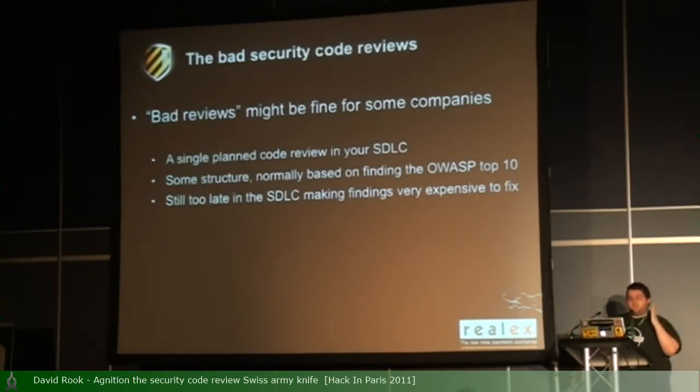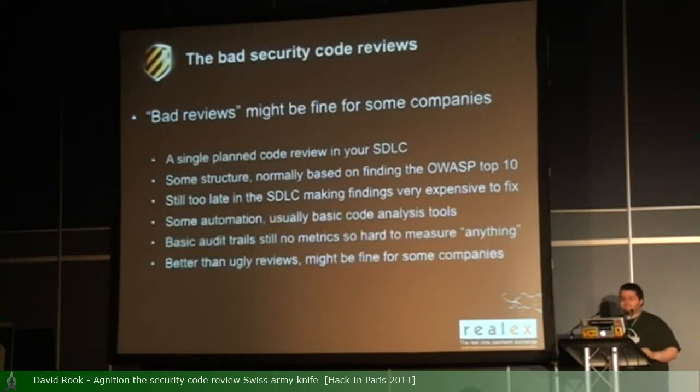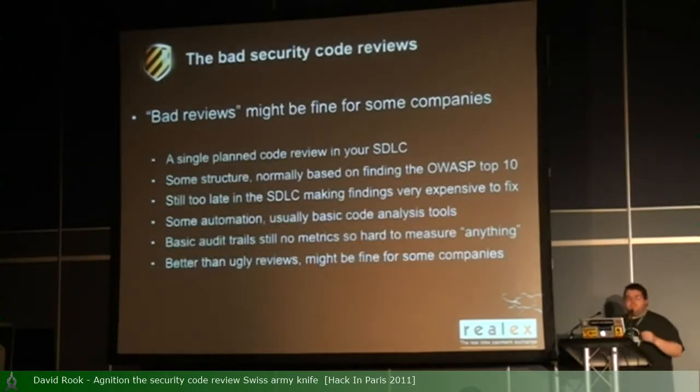You do your review at the end of the development phase, you're not reviewing the code that goes to production. You're reviewing most of the code that goes to production, but not the code that actually goes live. You do it after QA and you run the risk of your findings not being fixed. It's a juggling act. What we tend to see with these bad review processes is we get some automation in there. Usually more basic code analysis tools, which ultimately is what Agnitio is at the moment, and I'll show you a bit more of that later.